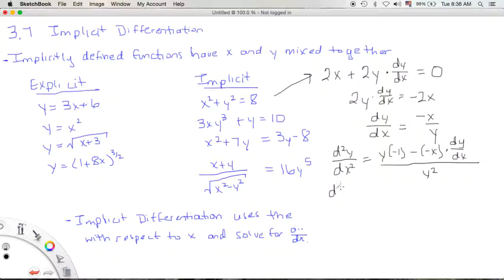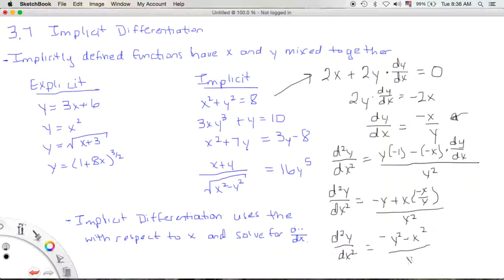Now, we know what dy/dx is. We already solved for dy/dx. So we can replace dy/dx with what we know it to be equal to. And then we just have to simplify. So we have negative, and then if we get a common denominator, our common denominator is y, so we have y squared plus x squared, and then we can bring that common denominator, multiply it down there, y cubed.